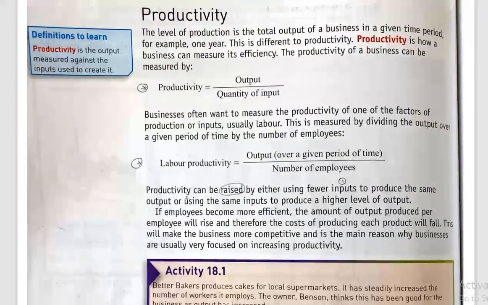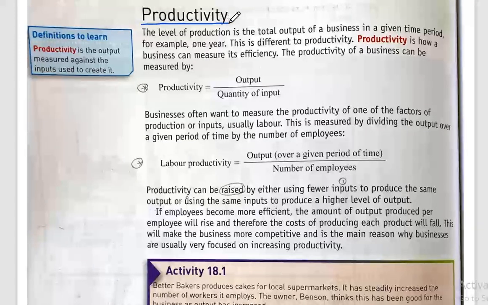Okay, so starting now with the term productivity. If I'm producing goods and services and I'm working in a factory, I must make sure that I have productivity in my factory. So let's see what is meant by productivity. Productivity is the output measured against the input used to create it. So I'm measuring the output that I got as a final result against the inputs that I used to create it.